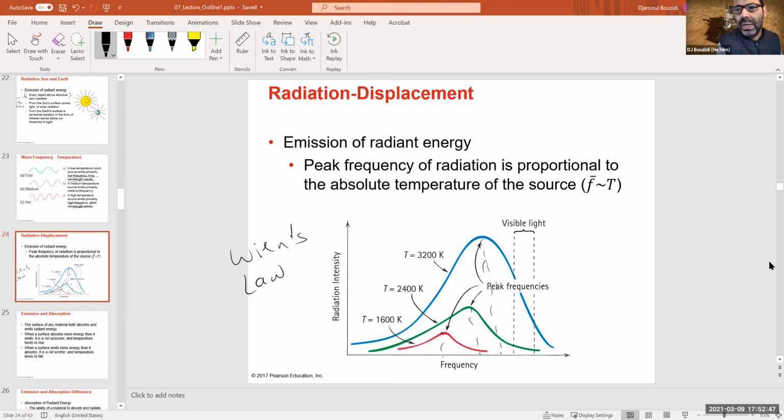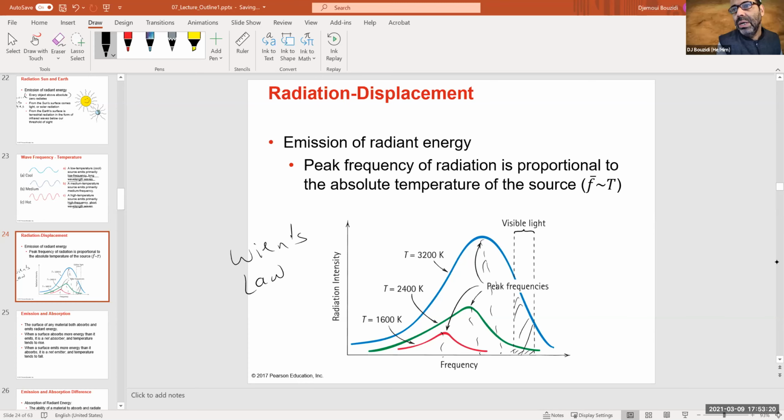So we cannot see something that is 1600 Kelvin, because mainly its radiation is in the infrared region. Something that is 2400 Kelvin, we barely see some of its color, because only this range is visible. This is visible light. So we're going to barely see something at 2400 Kelvin. Something at 3200 Kelvin, which is super warm, we're going to see this much of it. We're not seeing the rest of it. We're not seeing the peak, let alone anything else.